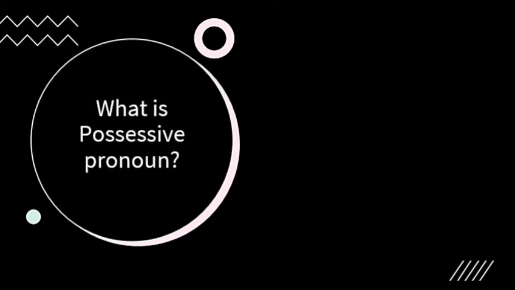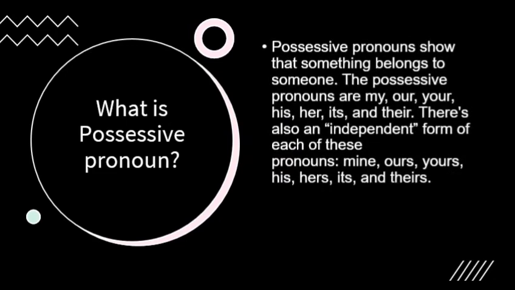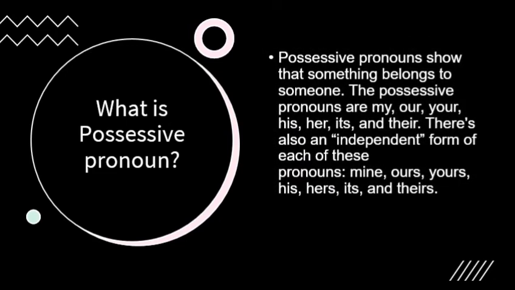What is a possessive pronoun? Possessive pronouns show that something belongs to someone. The possessive pronouns are my, our, your, his, her, its, and their. There is also an independent form of each of these pronouns: mine, ours, yours, his, hers, its, and theirs.